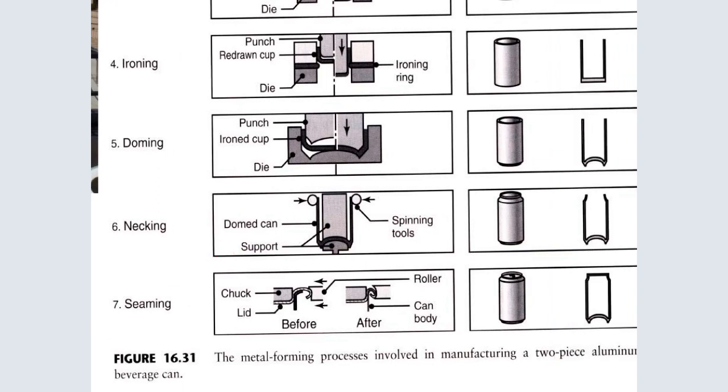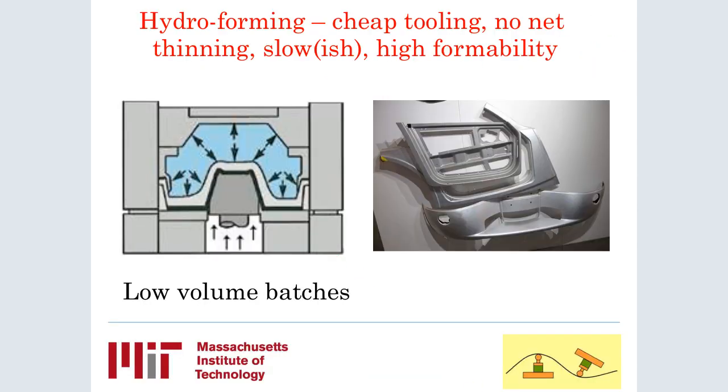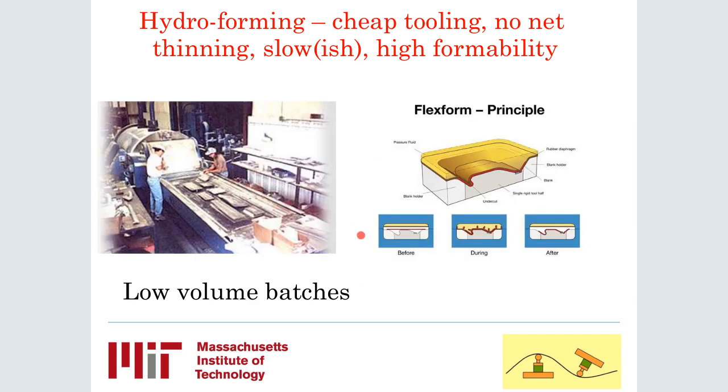And then the metal forming process involved in manufacturing a two-piece aluminium can is there. The hydroforming: cheap tooling, no net thinning, slowish, high formability, low volume batches. So these are the outcomes. I'm still showing you the outcomes of this forming process. So hydroforming, you remember we talked about the hydroforming process: cheap tooling, no net thinning, slowish, highly formable. These are the outcomes. You can see the things that are made, during and after, how it looks like.